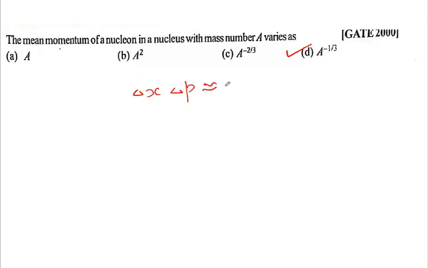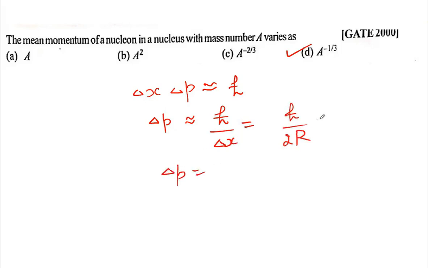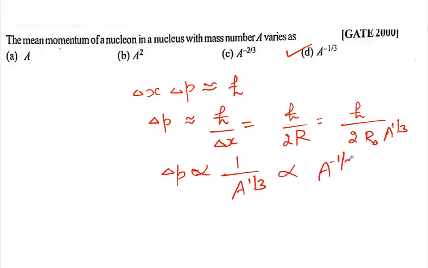So delta x over delta p. Using the Heisenberg uncertainty principle, you can find delta p, which is h bar over delta x. Delta x can have a maximum value of the order of 2r, and putting the value of r, r naught A^(1/3), you can find it. So delta p is inversely proportional to A^(1/3), or directly proportional to A^(-1/3).